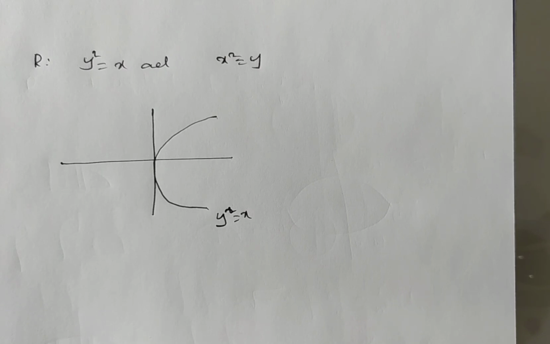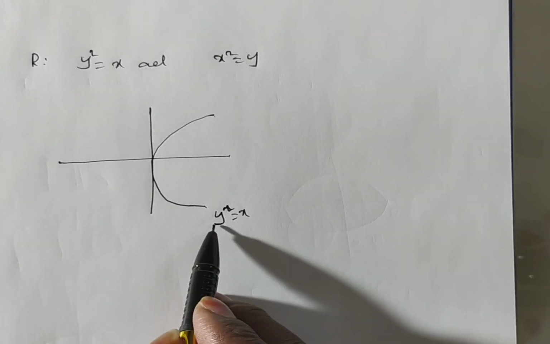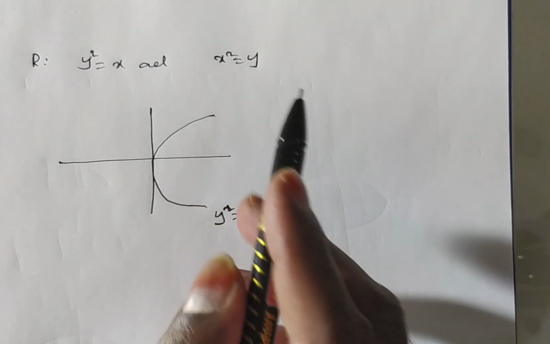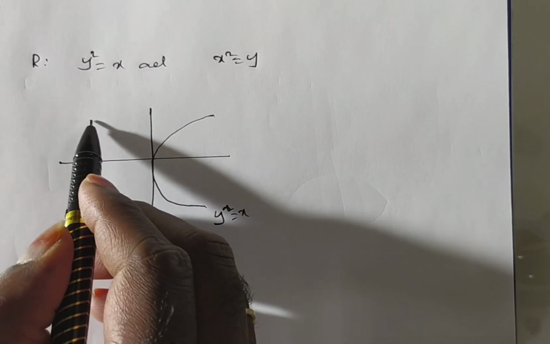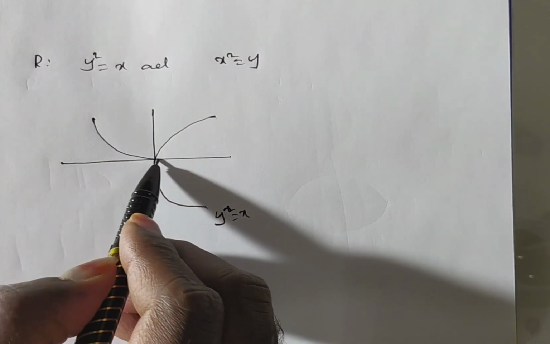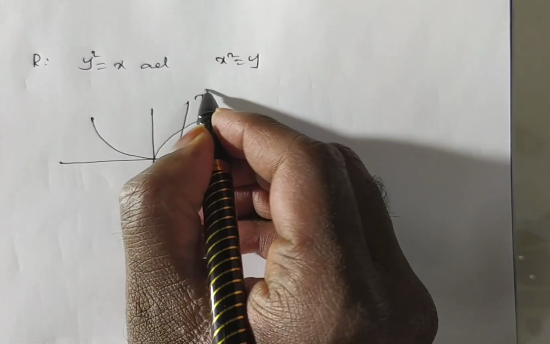Okay, all of these you will learn in curve tracing only. Okay, curve sketching or curve tracing. Now y square is equal to x, and another curve you have is x square is equal to y. With x square, even powers of x, it is symmetrical about the y axis. Here you observe, this is x square is equal to y.